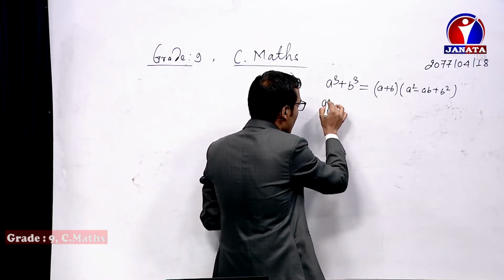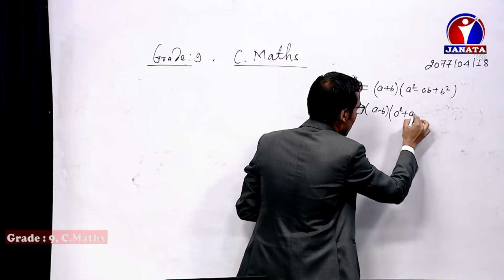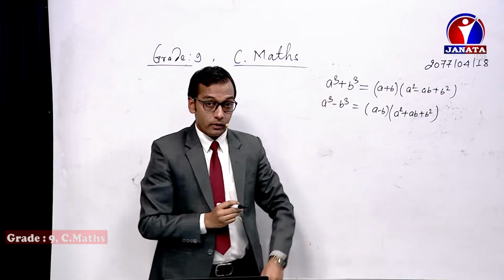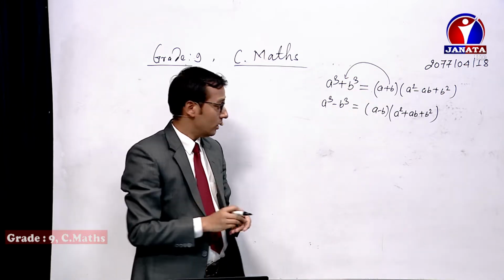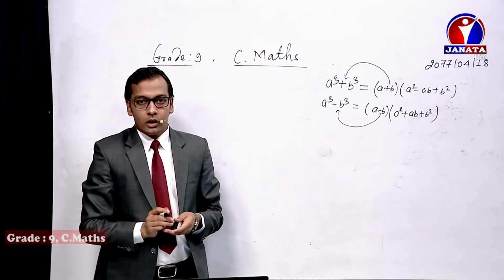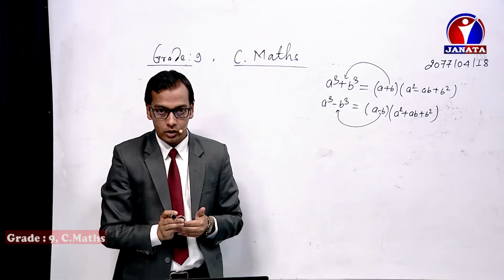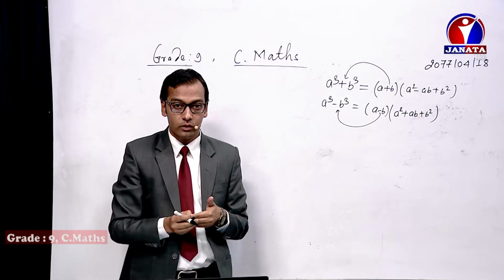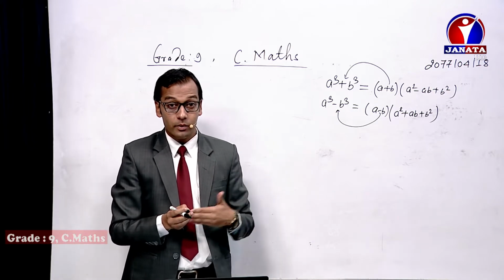Similarly, what are the factors of a cube minus b cube? A minus b times a square plus ab plus b square. In a cube plus b cube, the first factor is a plus b, positive sign. In a cube minus b cube, the first factor is a minus b, the negative sign. Let me take some questions related to these two formulas. I hope we are clear now what is the meaning of factor, what is expanded form, and what is the difference between factors and expanded form in any algebraic expression or identity.